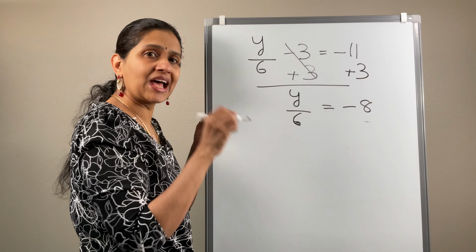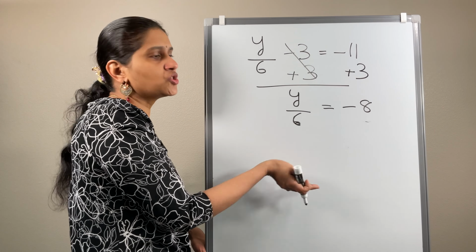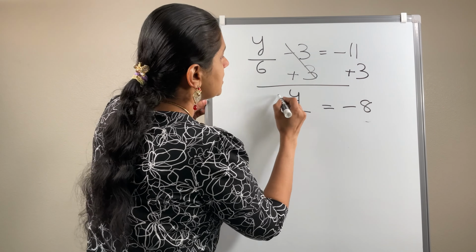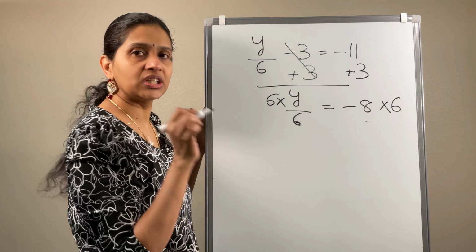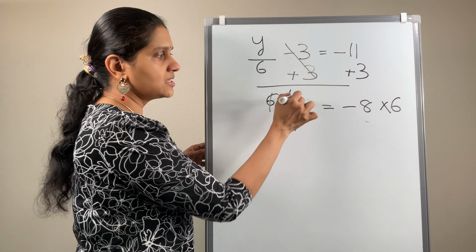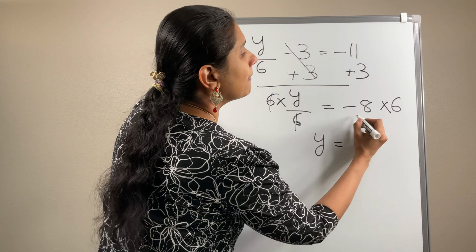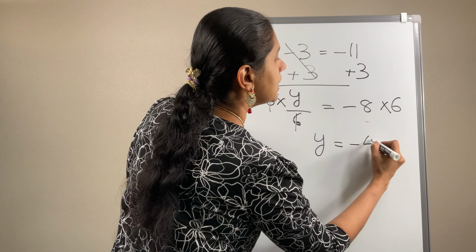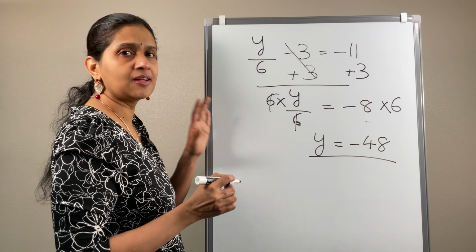So, you need to cancel it. Since it is a division, you have to take the inverse of division, which is multiplication. Which means you need to multiply by 6 on both the sides in order to isolate this variable y. So, now you are left with the variable y. Minus 8 times 6 is going to be equal to minus 48. So, y equal to minus 48 is the value.